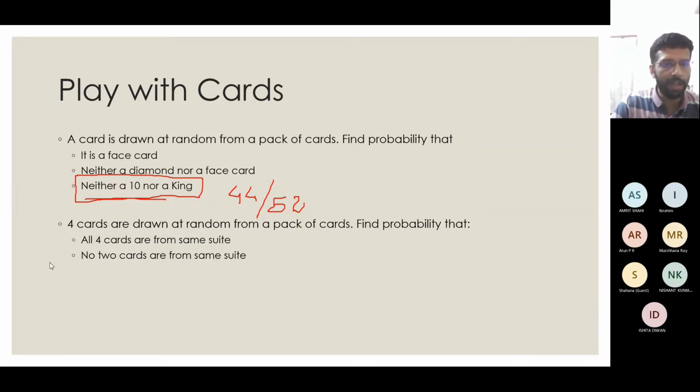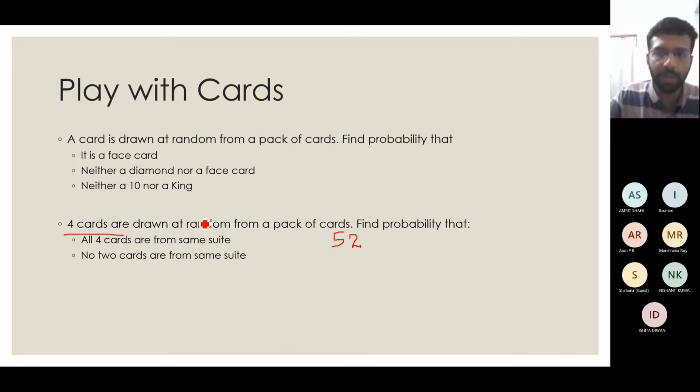Now we drew a single card and we saw the probabilities of this. Now we will try to see multiple cases, similar to combinations that we saw in the previous case. So here we will see the probability for 4 cards instead of 1 card that we saw in the earlier case. I will choose 4 cards from a deck of 52 cards. So my sample space, or n points, remains the same. Now I will try to see the probability that all 4 cards are from the same suit.